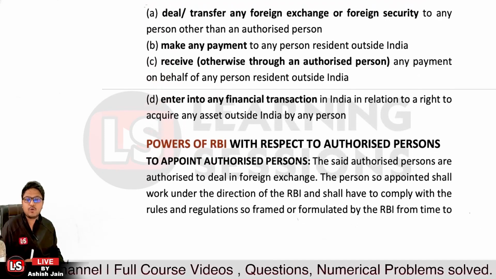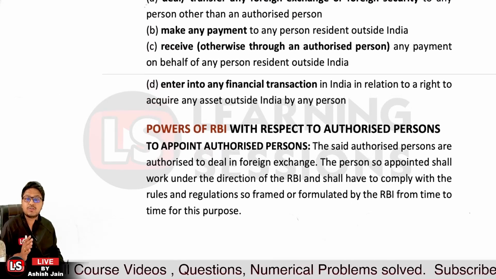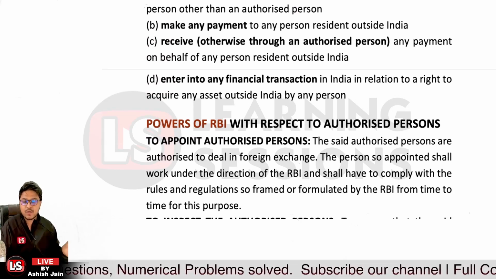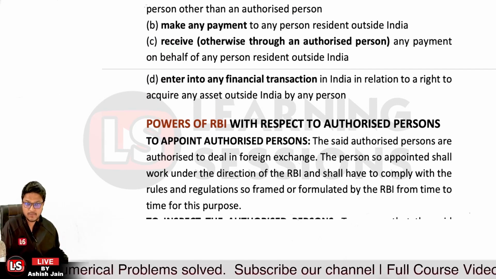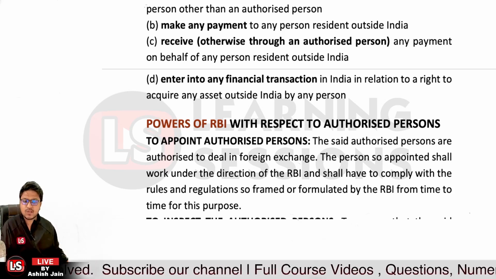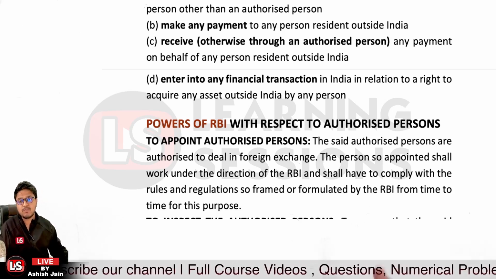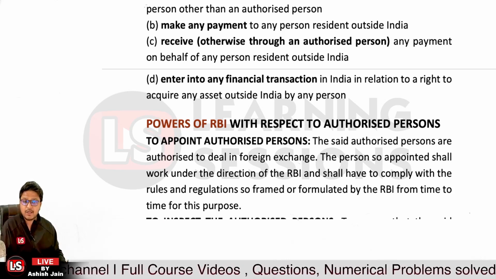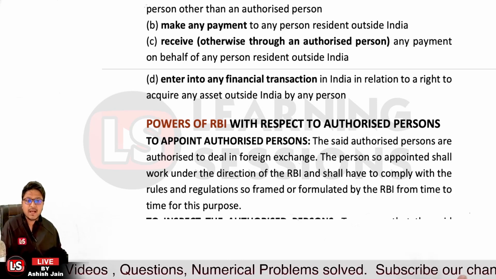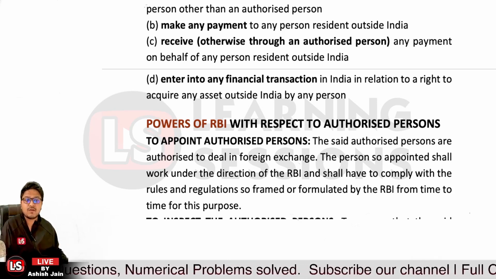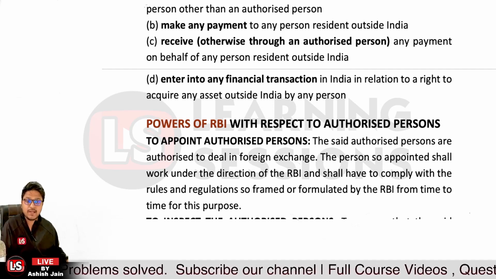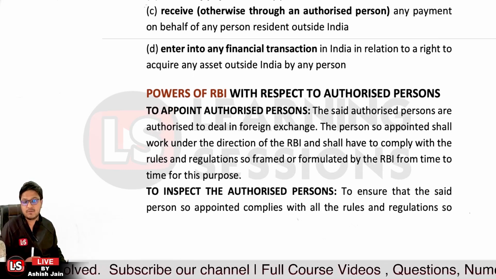Okay, then it's related to the power of the Reserve Bank of India with respect to the authorized person. I already told you that the RBI is empowered to appoint authorized persons. What do authorized persons deal in? They deal in foreign exchange. We can say they are the agents of the Reserve Bank of India. On behalf of the RBI, they are mandated to go through all those regulations and perform all the functions as per the RBI guidelines. The persons appointed work under the direction of the Reserve Bank of India, and they need to comply with the rules and regulations formulated and circulated by the RBI from time to time for this particular purpose.